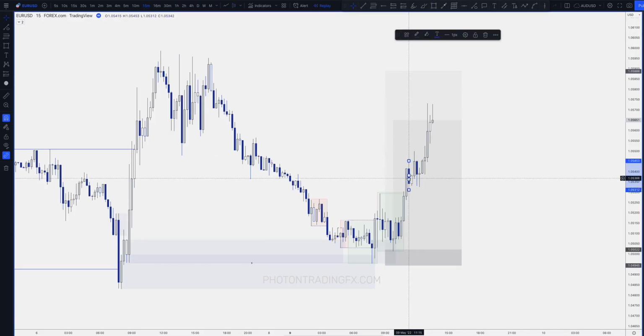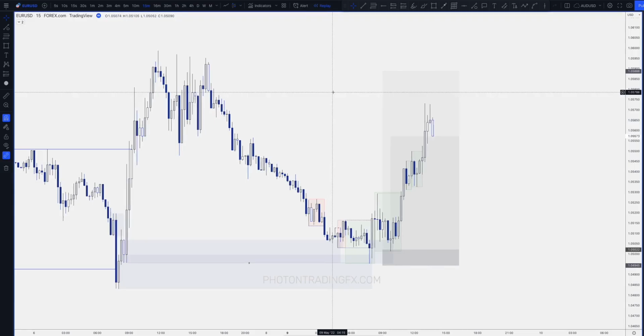And then we had one here, right? And then that could have been your continuation, right? You could have looked for an aggressive continuation within here, getting long in within here. Go and drop down on the M1 entry models to see if you can see anything within there.